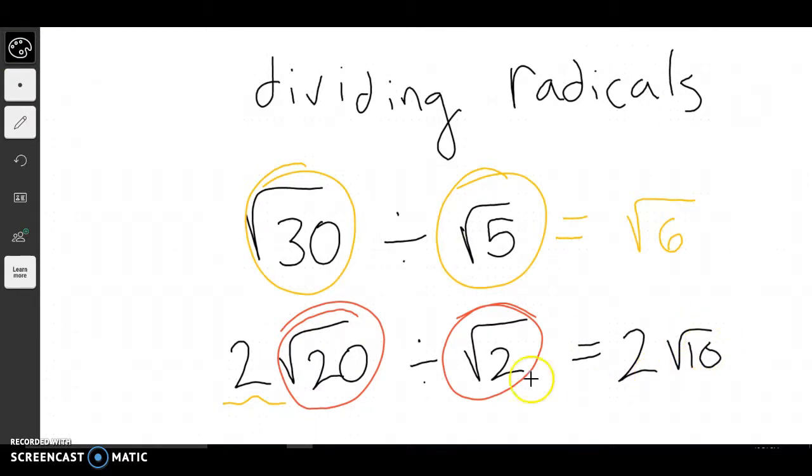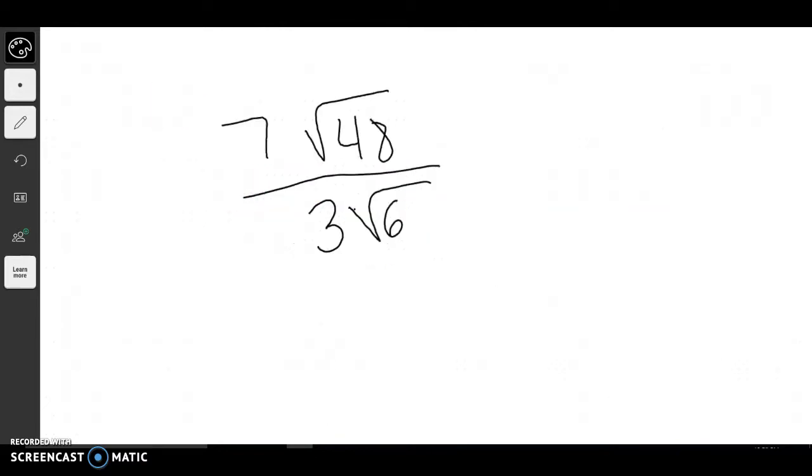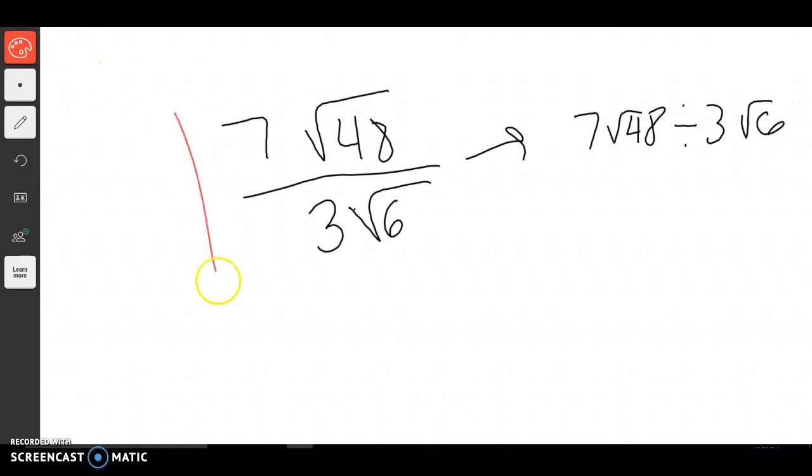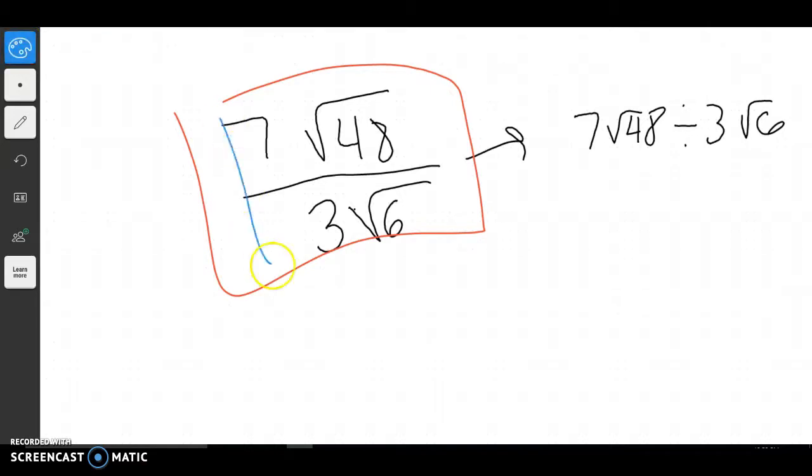Okay. Let's try a couple more of these, and I'm going to write these a different way. Okay, so this is just like the last problem. The other way we could write this is 7 radical 48 divided by 3 radical 6. Doesn't matter how you write them. I'm going to start writing them more as fractions because it helps me think about what to do. So then we narrow in. First thing I'm going to do is try to divide 7 by 3. And 7 is not divisible by 3, so I'm just going to leave it. Say that's 7 over 3.